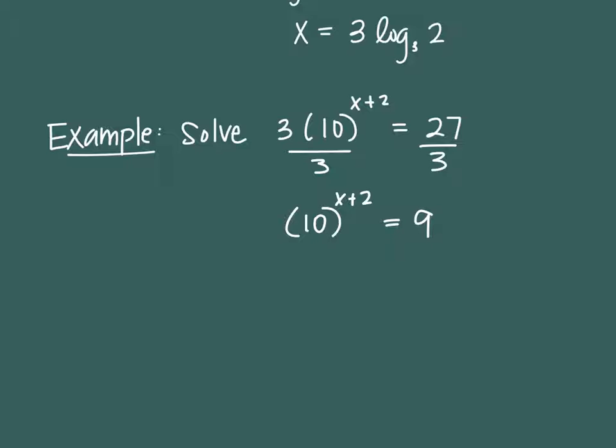Okay, so I actually need to get rid of the 10 first. But you do use a log. What log do I use that's going to cancel out 10? Common log, regular 10. So common log on both sides.